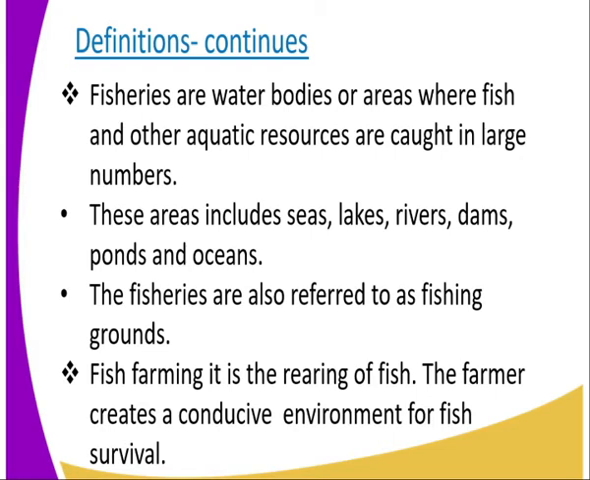Fish farming is the rearing of fish. The farmer creates a conducive environment for fish survival. So that is what we refer to when we talk about fish farming, the rearing of fish. This is where a farmer creates an environment for the survival of the fish. Fish was not thriving well in that place, but now we are making a conducive environment for their survival.